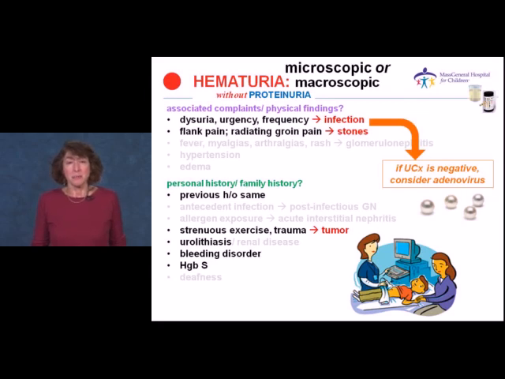If you're convinced that a patient has an infection, and the urine culture is negative, one of the little clinical pearls is to consider adenovirus infection because that's associated with hemorrhagic cystitis.